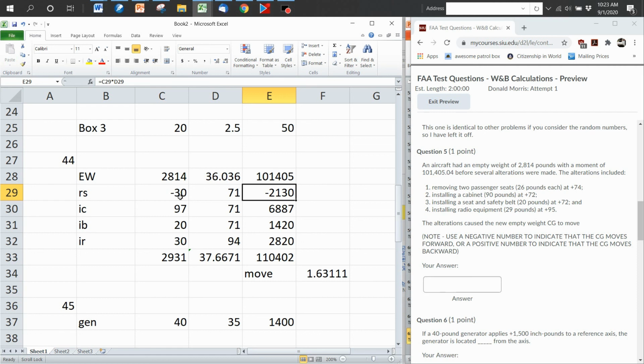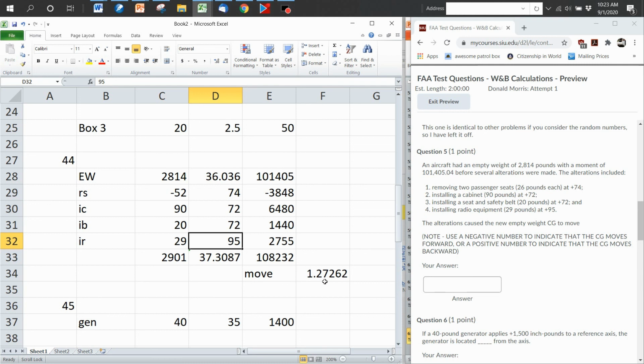Okay, now remove the seats. Remove 2 passenger seats that are 26 pounds each. So I want minus 52. And they are located at 74. And then install a cabinet that is 90 pounds at 72. And then install a seat and belt that is 20 pounds. That stayed the same at 72. I'll bet it doesn't next time. And then install a radio that is 29 pounds. We lost a pound on our radio, but it went an inch further back. And we put 95. And everything is updated for me because I did this in here.